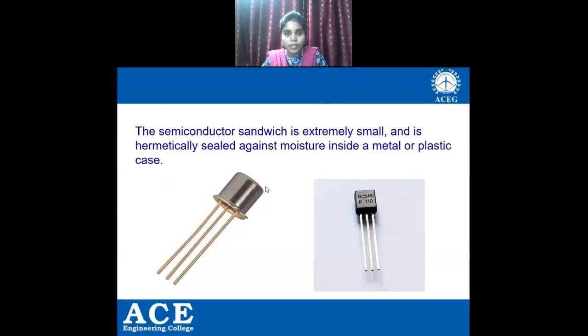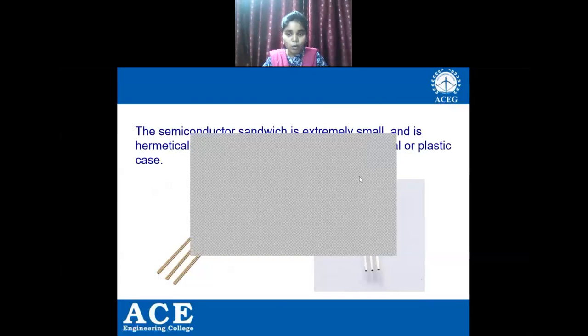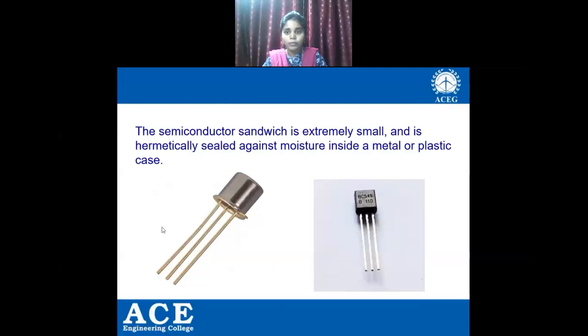Clear? Now on the left hand side we can see what? Metallic case, and on the right hand side we can see a transistor which is sealed in a metal case, right? This is how our transistor is going to be available in our market, and also in our laboratories. You can see like this. This is how a practical transistor is going to look. Let us move on.